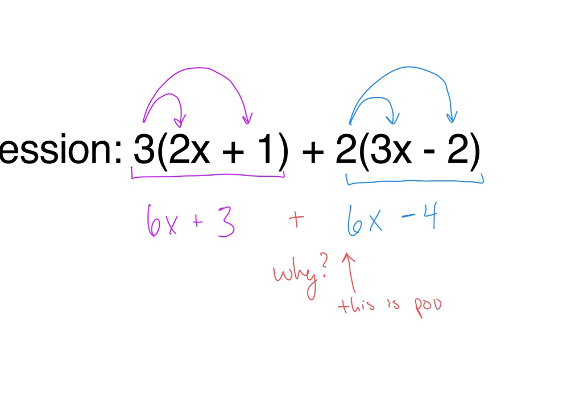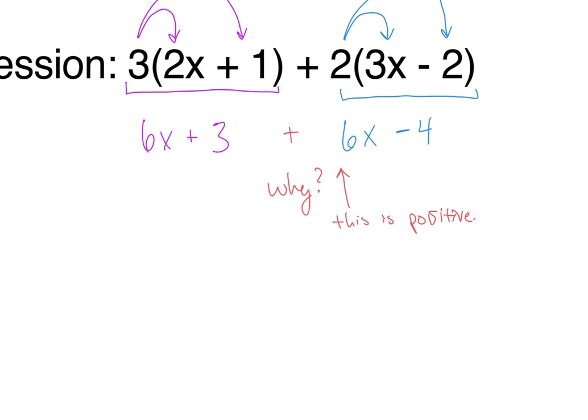Because this is positive, okay? If it were negative, I'd be subtracting. But it's positive, so I am adding. Okay? So, 6x plus 6x, that's 12x. 3 minus 4, negative 1.